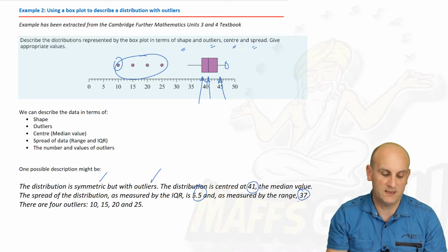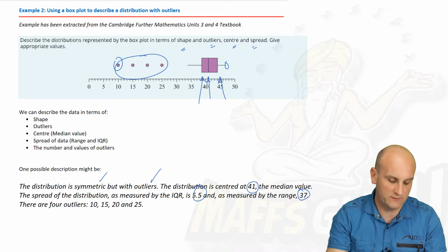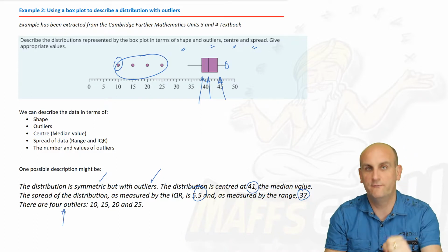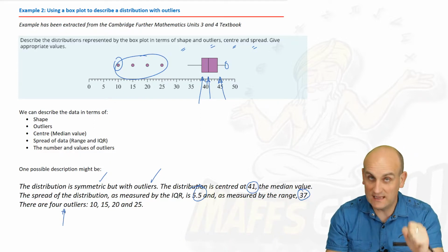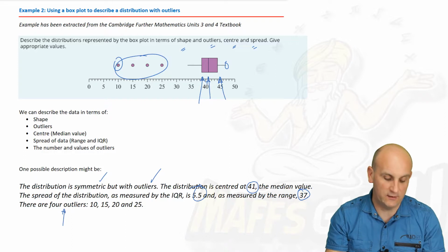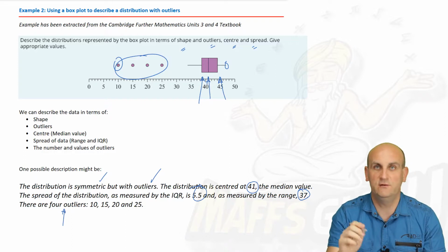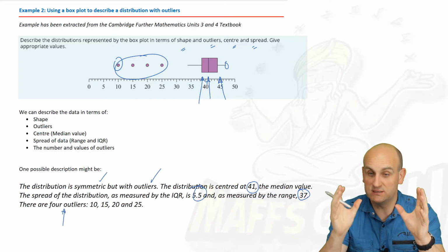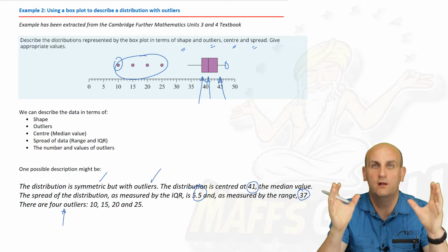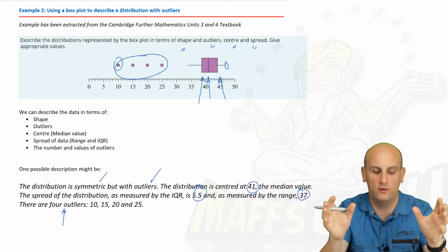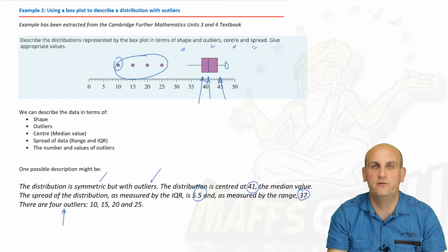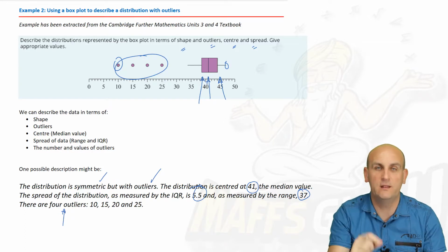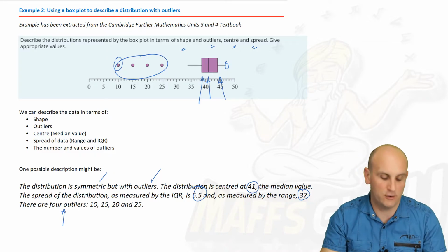Last thing we've done is make specific mention of the fact that there are 4 outliers. We've actually counted the number of outliers, and we said these outliers are at 10, 15, 20, and 25. So do you see what I mean about your summary book? Cut out one of these responses, and then just highlight the words or the numbers you have to change, and you're never going to go wrong.